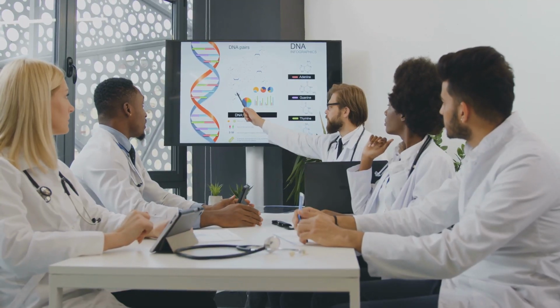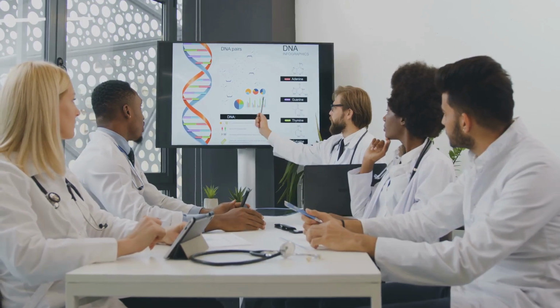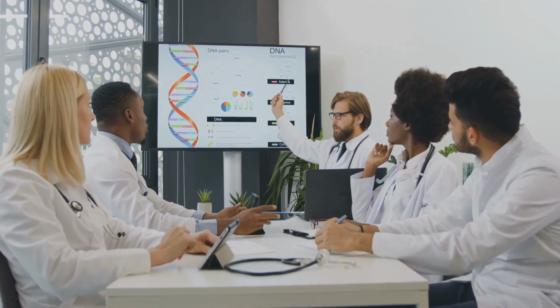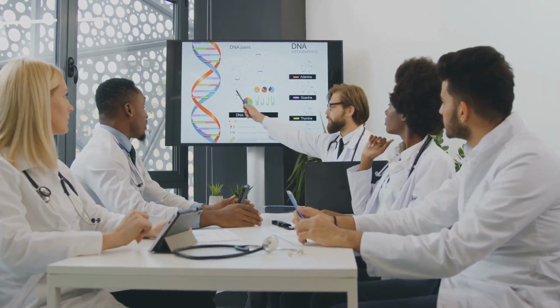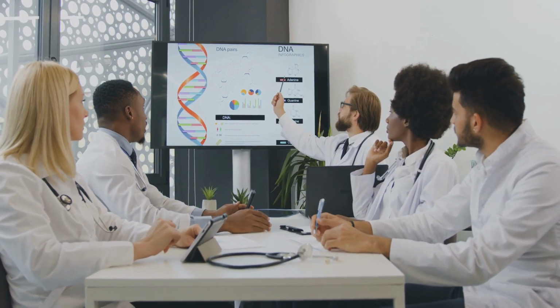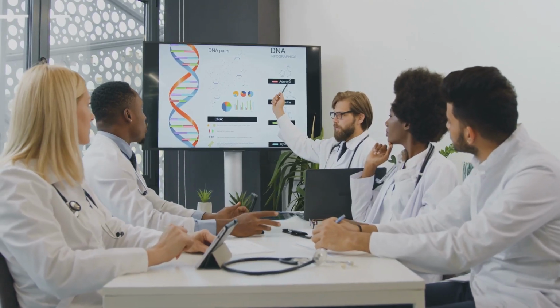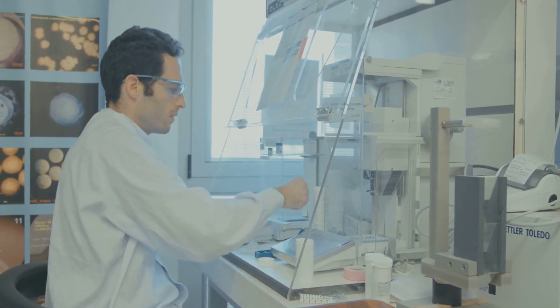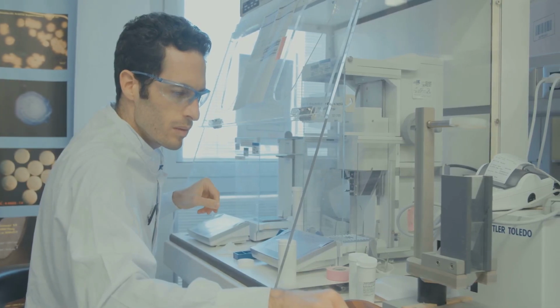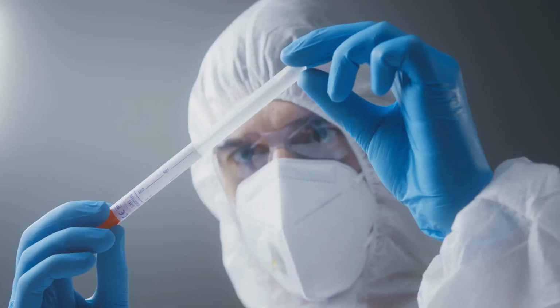These techniques allow researchers and clinicians to analyze an individual's genetic profile and determine the presence of specific genetic markers associated with drug metabolism, drug targets, and treatment outcomes. Here are some common laboratory techniques used in genotyping and sequencing for pharmacogenomics.